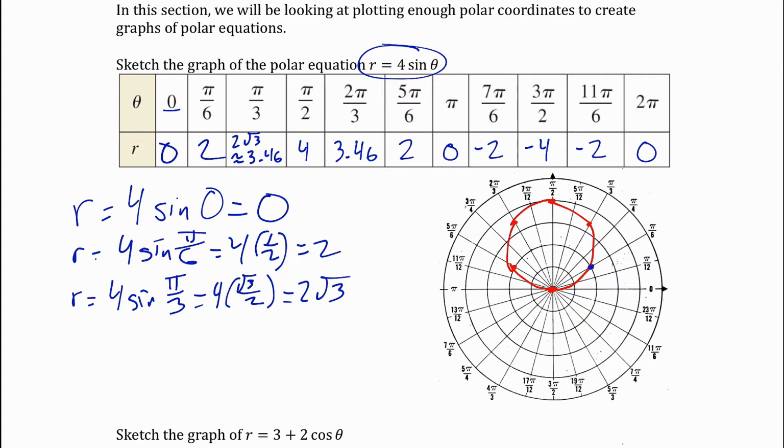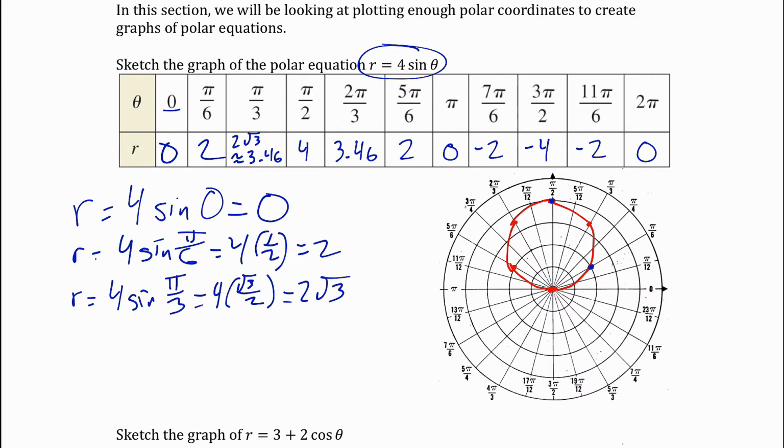Interesting. Now, if I were to do 3 pi over 2, if we're facing this downward direction here, we're asked to go -4. So instead of going 1, 2, 3, 4 in that direction, we're going to go backwards 1, 2, 3, 4 in that direction. So it's back at that same point.